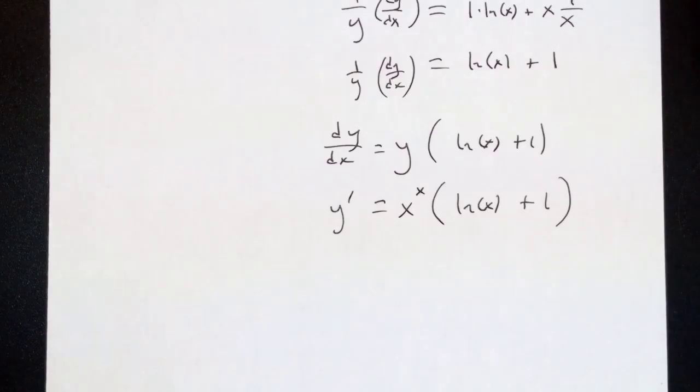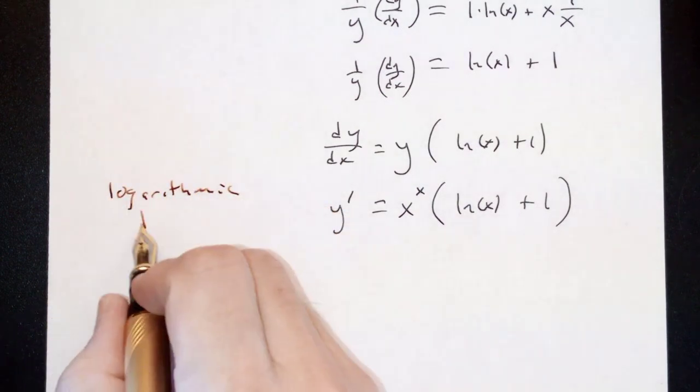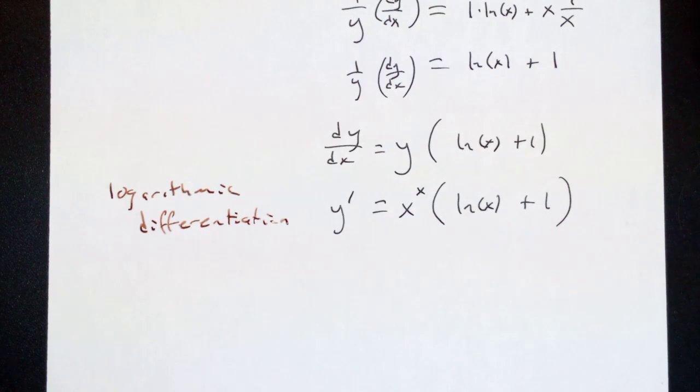This idea of inserting a logarithm and then taking the derivative is called logarithmic differentiation. And it is most useful in places where I have either functions of x as both base and exponent, like this one, or where I have large, complicated, ugly looking chain rule problems.